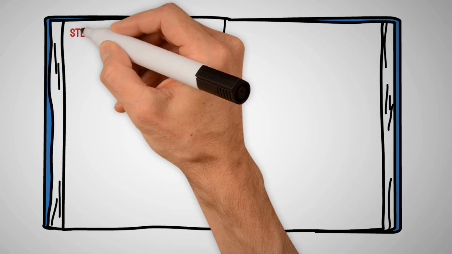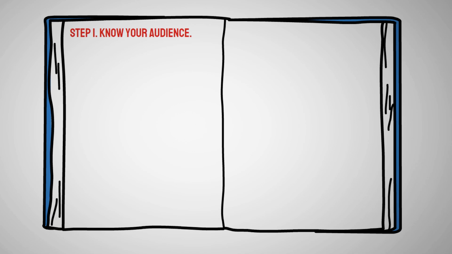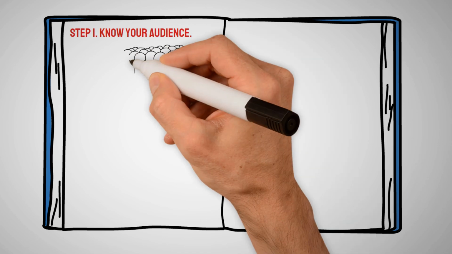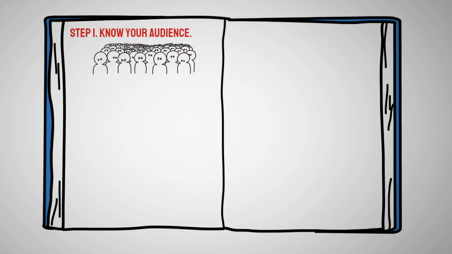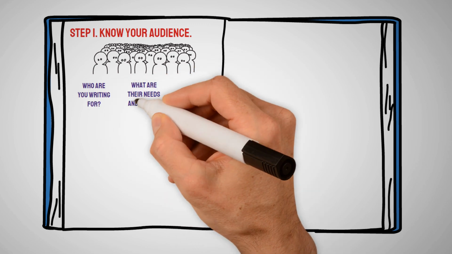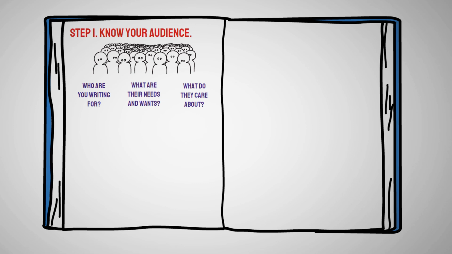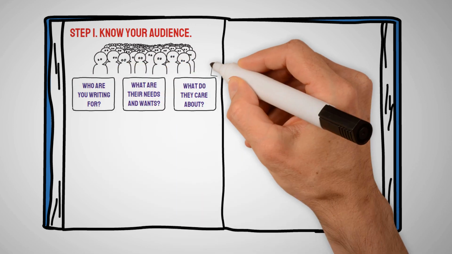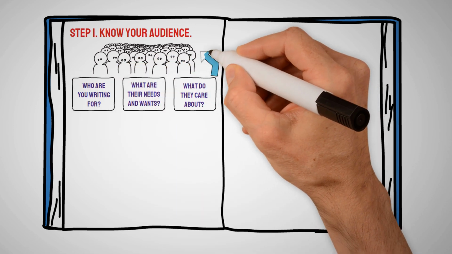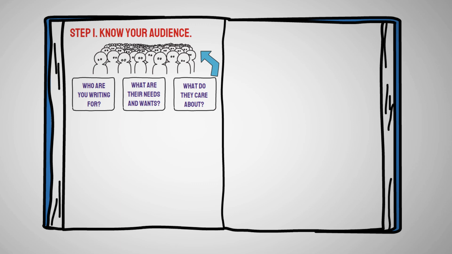Step 1. Know your audience. Before you can learn how to write a headline, you first need to know your audience. Who are you writing for? What are their needs and wants? What do they care about? Once you know the answers to these questions, you'll be able to write headlines that resonate with your audience and help you achieve your goals.